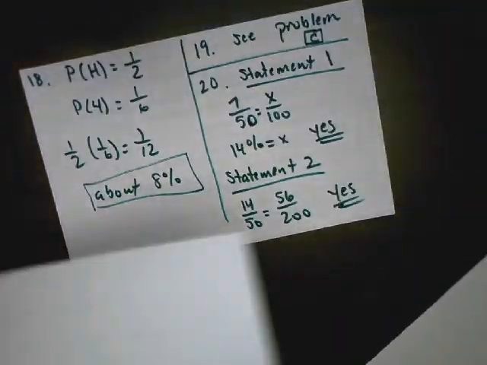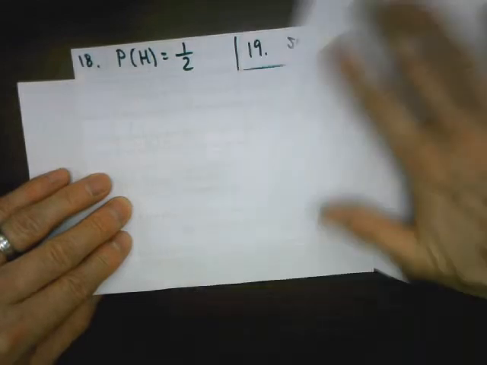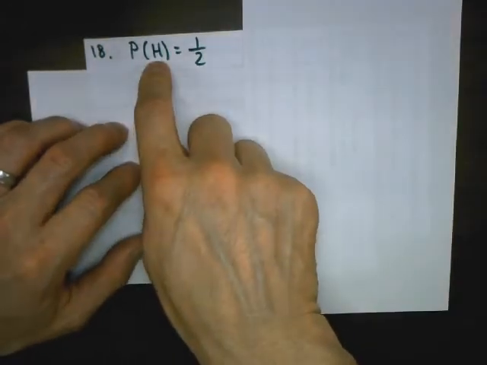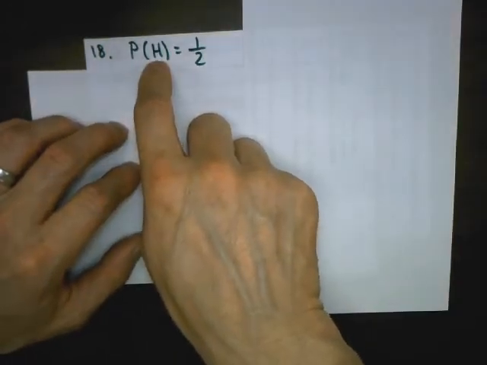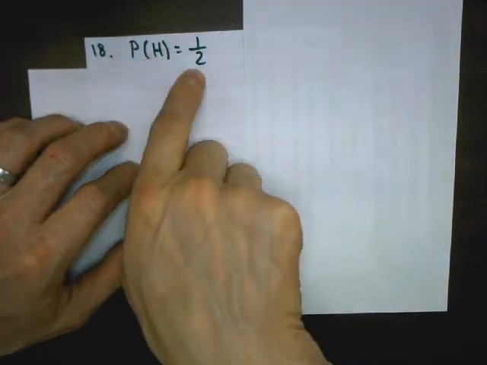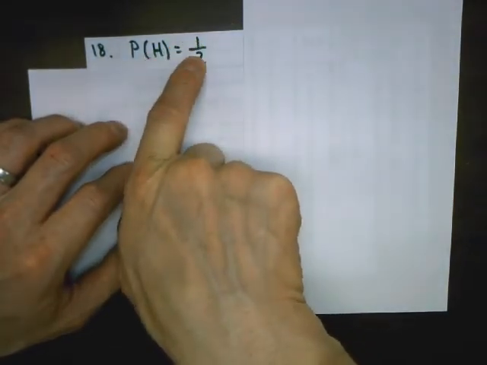So it looks like we're on 18 here. Problem 18 says a coin is flipped, and a number cube is rolled. What's the probability of landing on heads and then a 4? Well, the probability of heads is 1 out of 2, because there's only one head out of 2 sides.